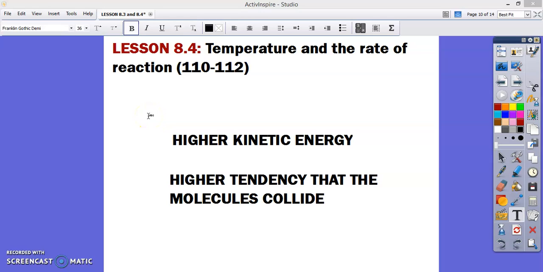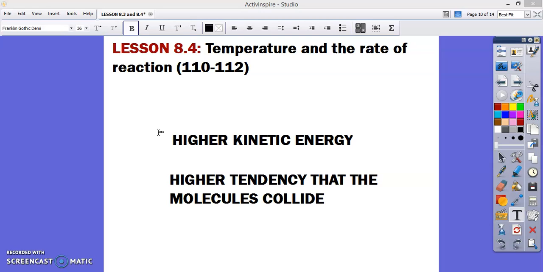After discussing the effect of surface area on the rate of reaction, I'm now going to proceed to lesson 8.4, temperature and the rate of reaction. This lesson can be found at pages 110 to 112 of your course book. So I would like you to look at these words here. This will give you a hint on how to understand our lesson for today.